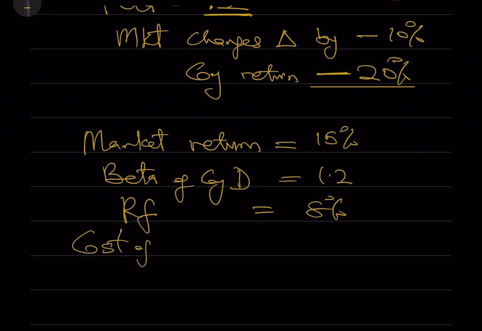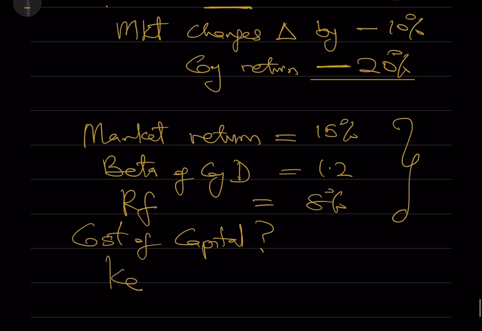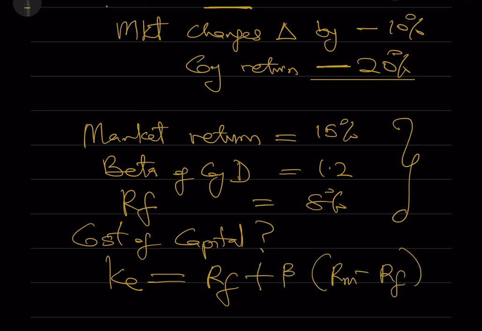Calculate cost of capital. You see, I've not said calculate cost of equity or calculate cost of debt, but if this is the only information I've given you, the only thing you can calculate here is cost of equity, because we're only talking of beta and so on. Sometimes the information available will also tell you what you're supposed to calculate. So cost of equity here has to be the capital asset pricing model, because I've not given you any information on dividend. So cost of equity is equal to RF plus beta into RM minus RF.